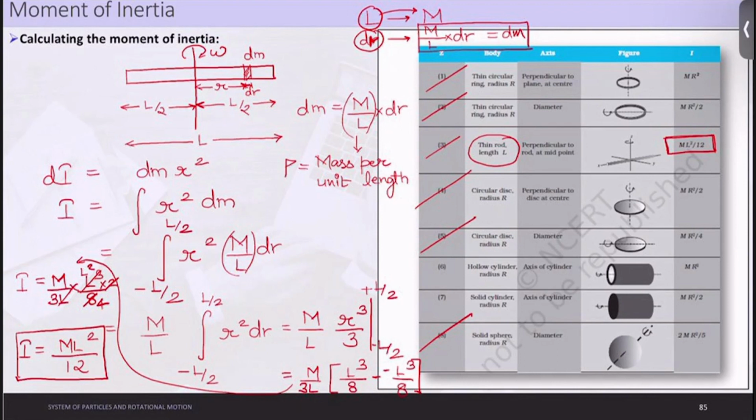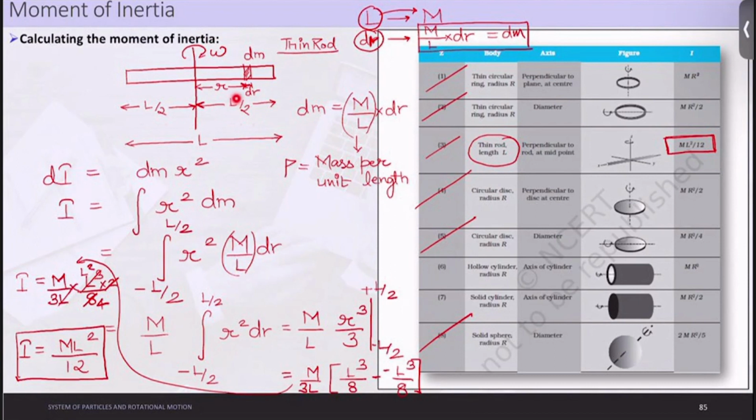Basically what I was saying here was that there is a thin rod. As you can see, this is a thin rod, and it has a length L. If the axis of rotation is at the center, then this is L by 2 on this side, and L by 2 on this side.